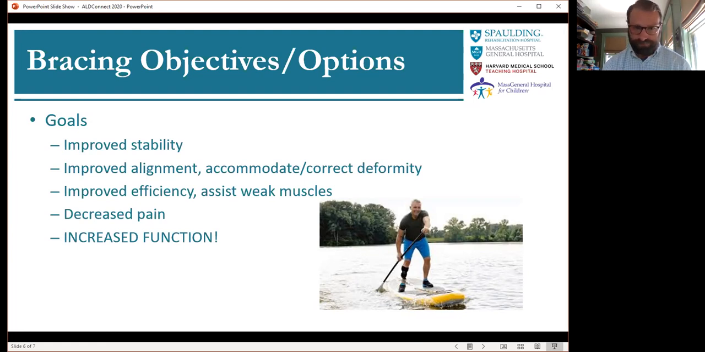And whether that means preventing a motion that we're not looking for or assisting weak muscles, one or the other can really help us move forward much better. And then, decrease pain, but really that increased function is our goal here.